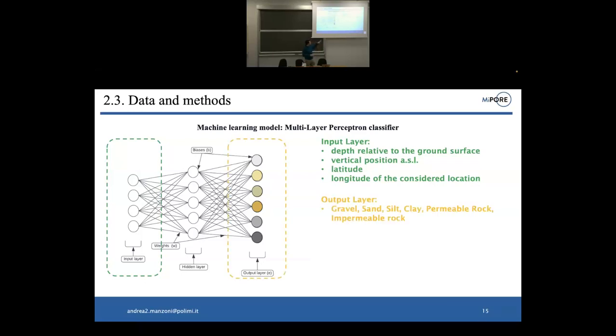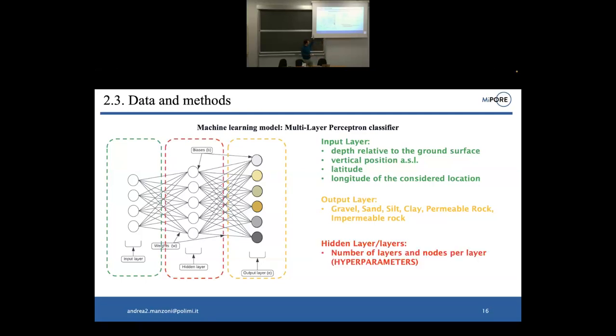The second component of the multi-layer perceptron classifier is the output layer. In the output layer, we have, in our case, 6 nodes that are associated with the 6 geological material categories that we have selected for our domain. Specifically, we have selected gravel, sand, silt, clay, impermeable rock, and permeable rock. Each of these nodes, after the processing, will receive a score, and in a given point, we're going to assign the geomaterial that is associated with the highest score.